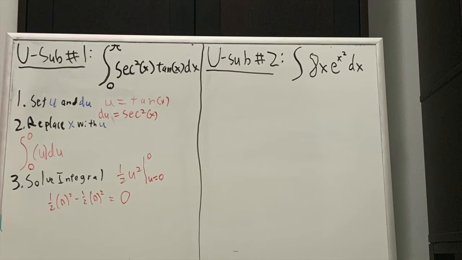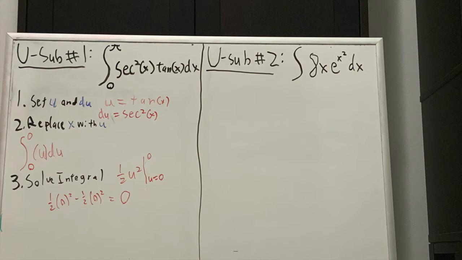So the first step you want to do is set your u and your du, so your u will be tan x, and the derivative of that is secant squared x. So then you replace x with u. And you remember to replace your bounds, and you'll see the bounds are 0 to 0. So once you actually solve the integral, your bounds are still 0 to 0. And you end up getting 0 as your integral because the bounds are that thin.